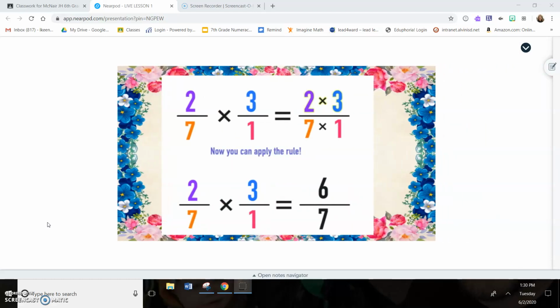All right, now you can apply the rule. So first we're going to multiply the numerators, that's 2 times 3. And then we will multiply the denominators, that's 7 times 1. And when we do 2 times 3, we get 6. And when we do 7 times 1, we get 7. So my answer for 2/7 times 3 is 6/7.